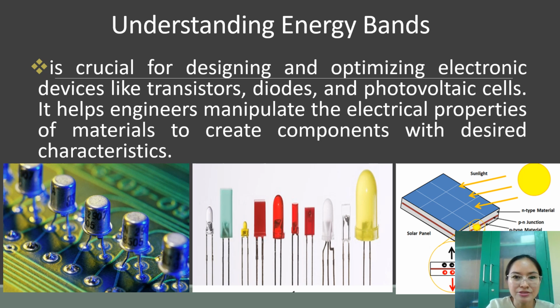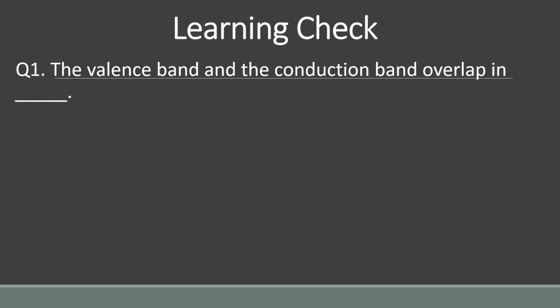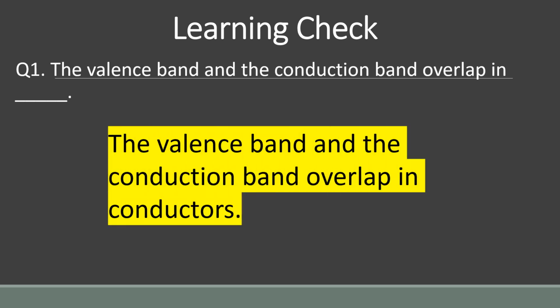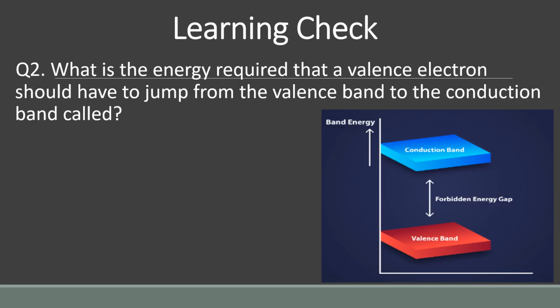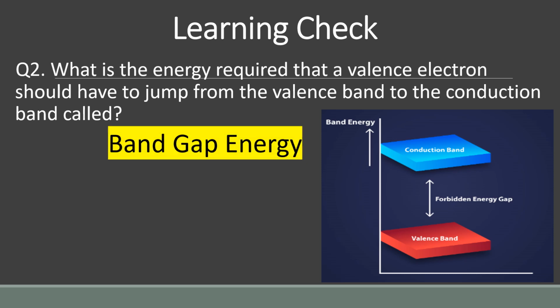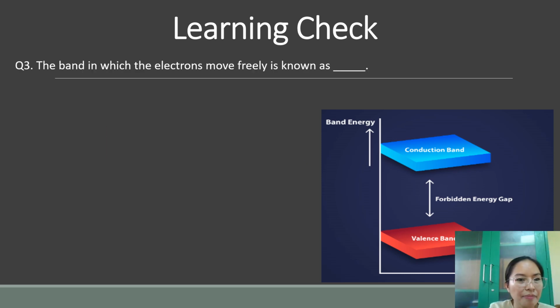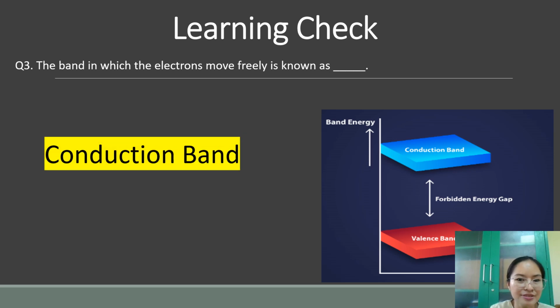Now, what is the importance of understanding energy bands? Yes, it is crucial for designing and optimizing electronic devices like transistors, diodes, and photovoltaic cells. It helps engineers manipulate the electrical properties of materials to create components with desired characteristics. Number 3, the band in which the electrons move freely is known as the conduction band.